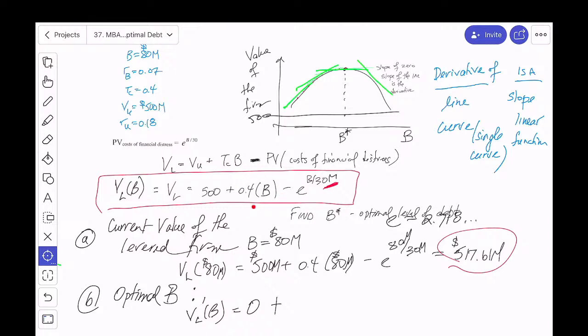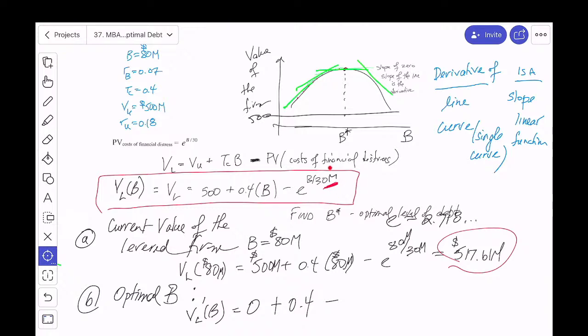This is a line, right? So this function, 0.4b, is like a slope. If you just look at this portion alone, this is a line going through the origin with a slope of 0.4. So the derivative is just the slope. And then this function here, to take the derivative, it's not just a single curve. Well, I guess it is, but we need to know how to take the derivative of that.